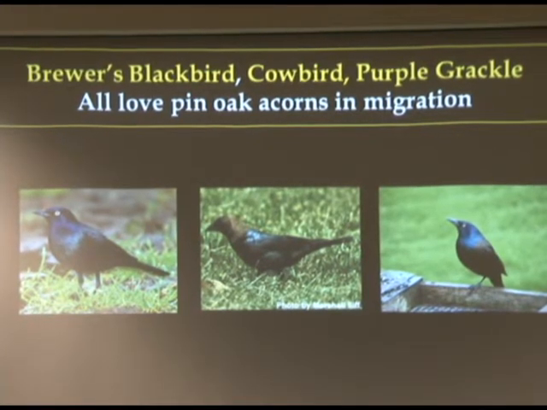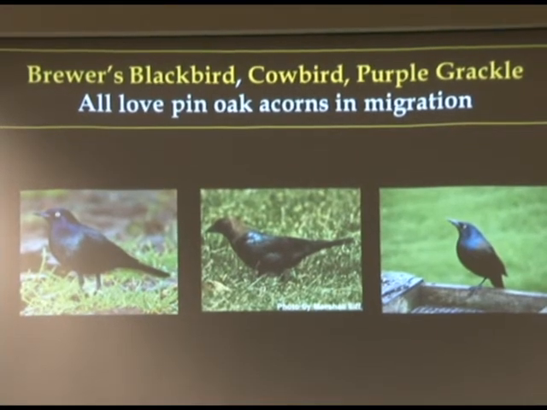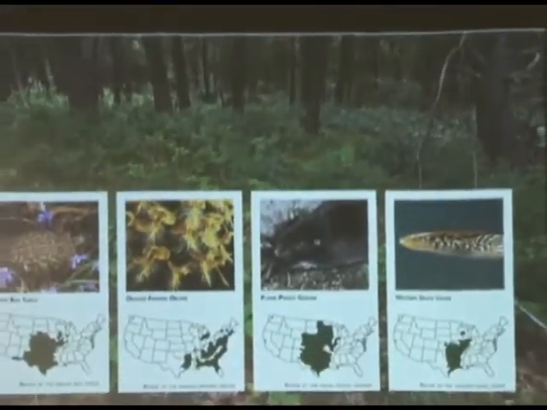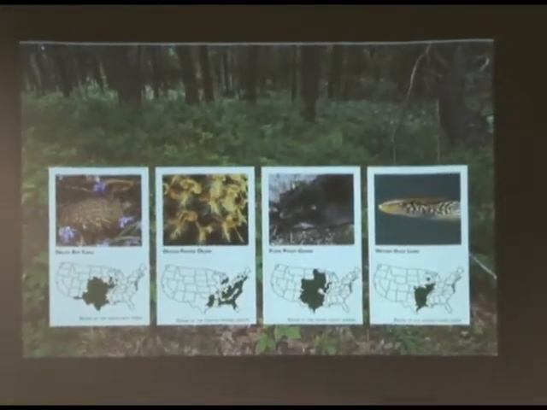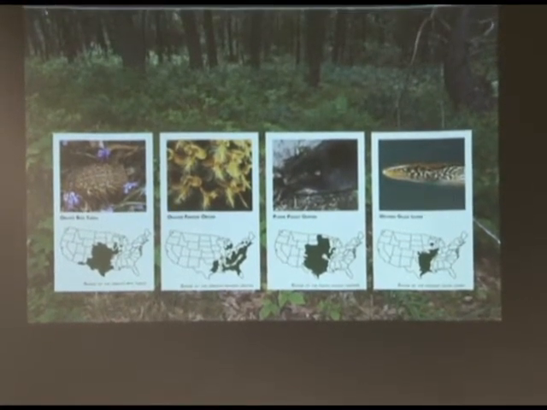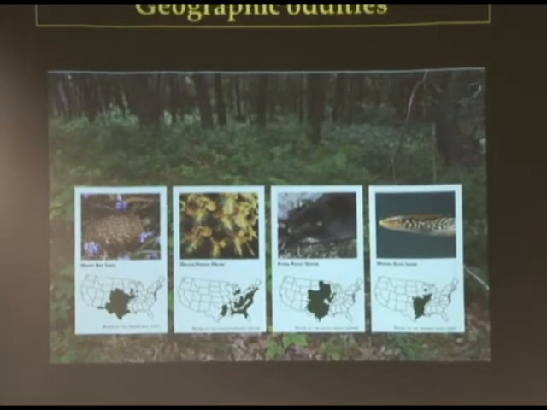Okay, next thing I'm going to talk a little bit about is geographic oddities. Whoop, I got too many buttons, folks. So here's a lot of animals that actually end their distributions in the Kankakee Sands. There's like 30 of them, if you can imagine. 30 animals end up stopping their distributions in the Kankakee Sands.